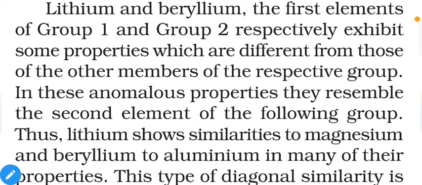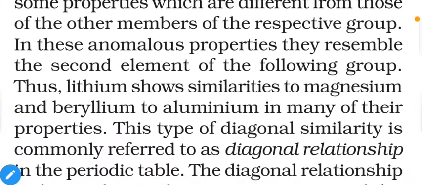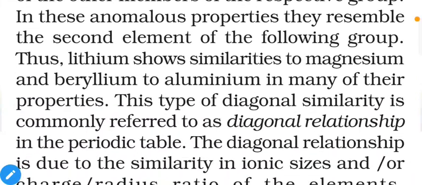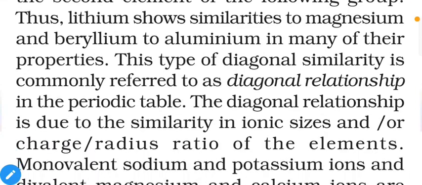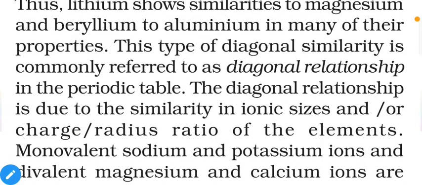So our unit started with the same statement. In these anomalous properties, they resemble the second element of the following group. Thus, lithium shows similarity to magnesium and beryllium to aluminum in many of their properties. That means they are in diagonal relationship in the periodic table. So these types of diagonal similarities are commonly referred to as diagonal relationship in the periodic table. The diagonal relationship is due to the similarity in ionic sizes and/or charge or radius ratio of the elements.